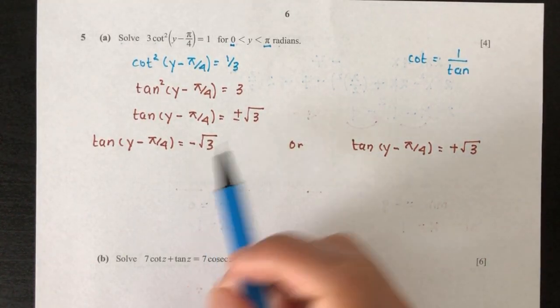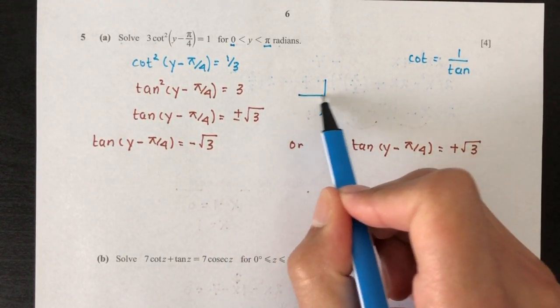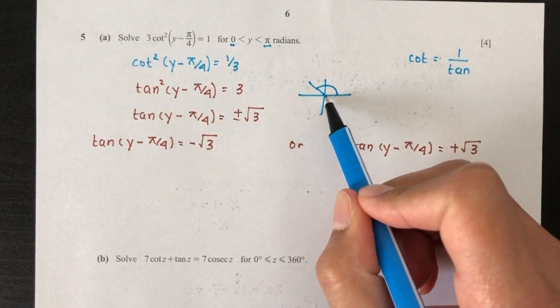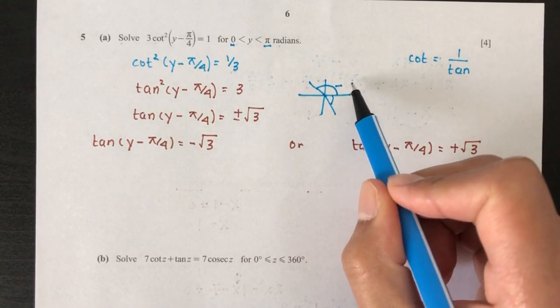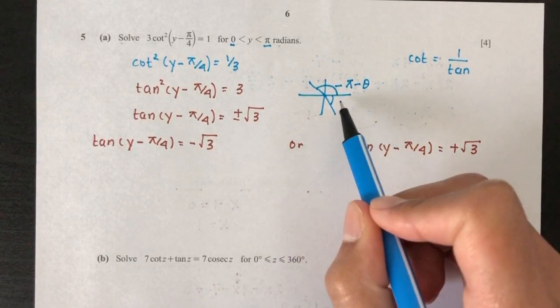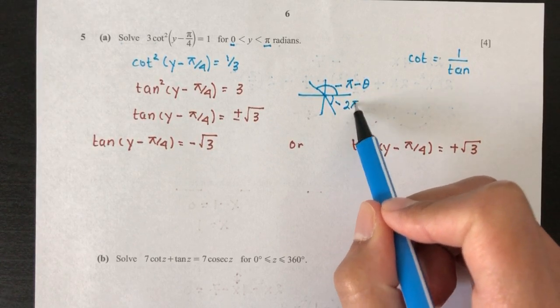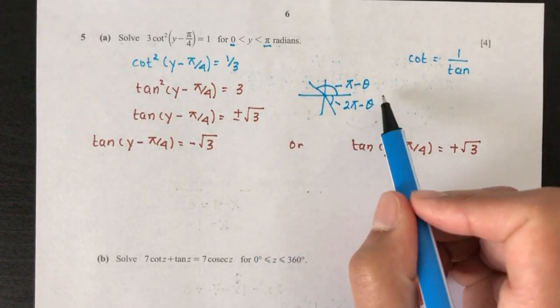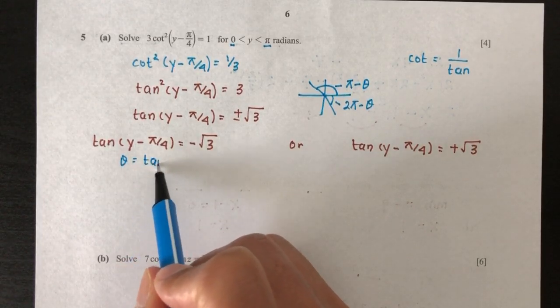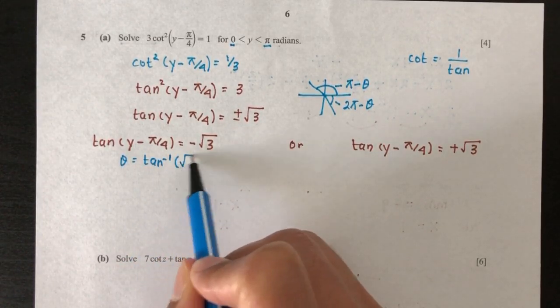Now if tan is negative, it will be in your second quadrant and in your fourth quadrant. This is pi minus theta, and this is 2 pi minus theta. So let's first find the value of theta. Theta is found by taking tan inverse of the positive value of this.